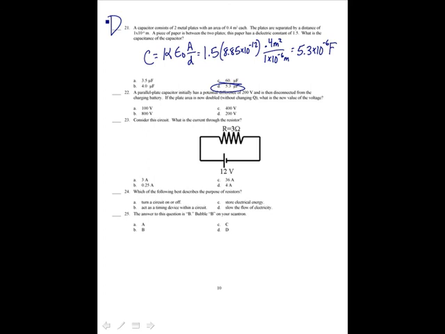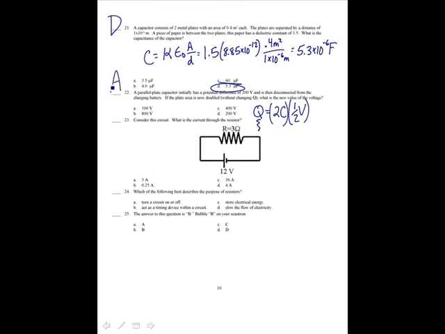A parallel plate capacitor initially has a potential difference of 200 volts and is then disconnected from the charging battery. If the plate area is now doubled without changing Q, what is the new value of the voltage? If the plate area is doubled, A is doubled, that means that C is doubled. And since we know that Q is equal to C times V, if we double C, keeping the charge constant, then our voltage has to be halved. Alright, so our original voltage was 200, our new voltage is now 100, that's A.